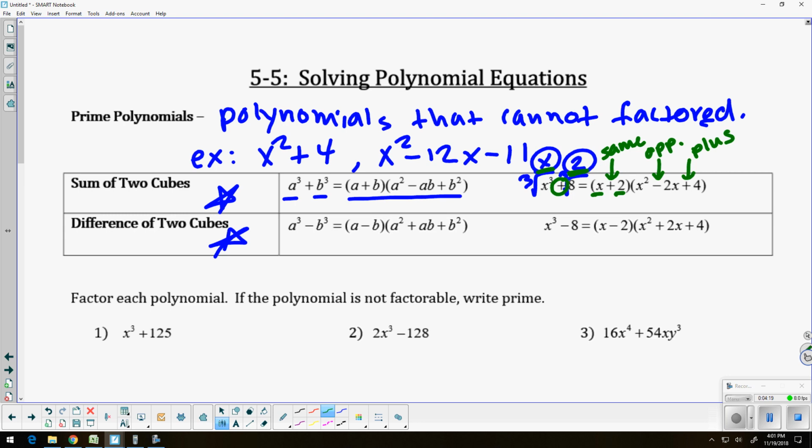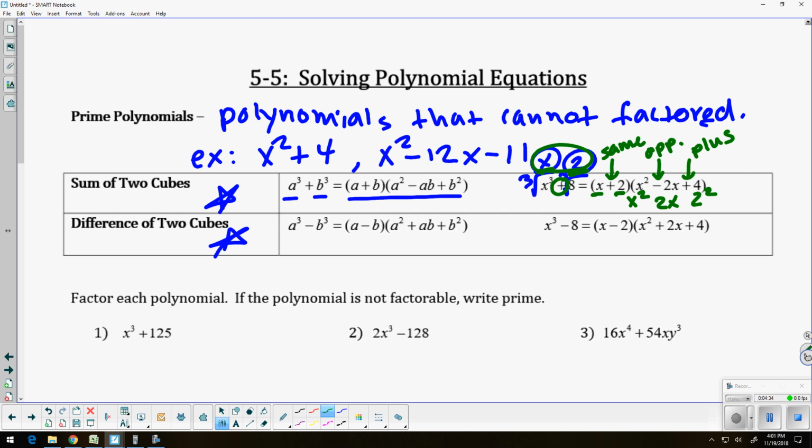Then the trinomial, it's the first term, which is x squared. Then you have 2 squared in the back, which is obviously just 4. And then you just want to multiply 2 times x for the middle. So 2x goes in the middle, and that's it.